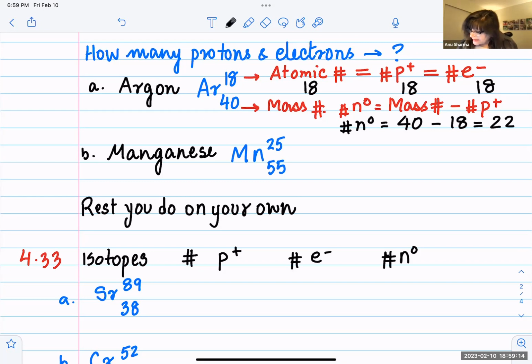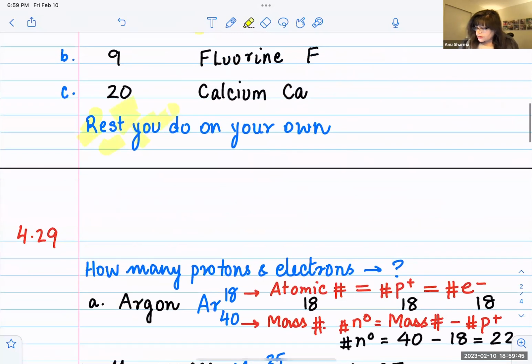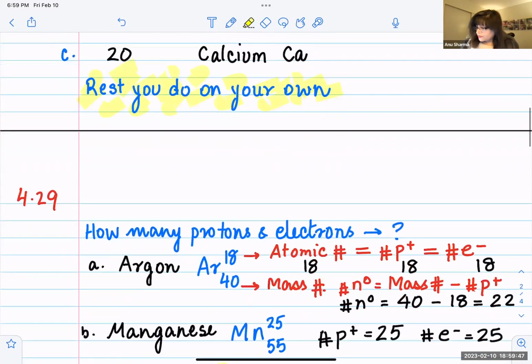Anyways, next they're asking how many protons and electrons in the next one. Same thing: the number of protons is equal to 25, and the same number is the electrons also for neutral atoms. If there is a charge, then this number of electrons changes. So the number of electrons is also 25. The rest of it you are going to do on your own, so that'll give you practice. Otherwise, it's just me doing the work.